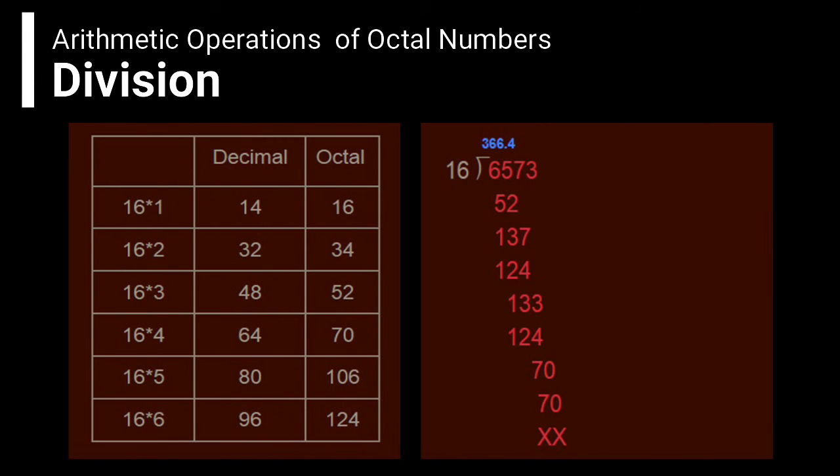Octal division. The rules in octal division are the same, but it's easier to make a table of multiples of the divisor beforehand. So for example, if you divide 6573 base 8 by 16 base 8, you first need to make a table of the multiples of 16 and then do the division. So 6573 base 8 divided by 16 is 366.4 base 8.